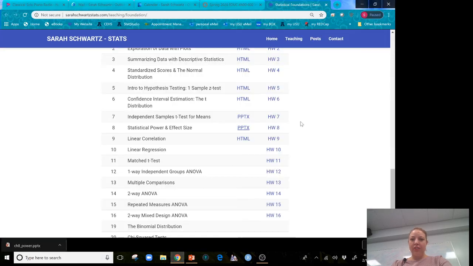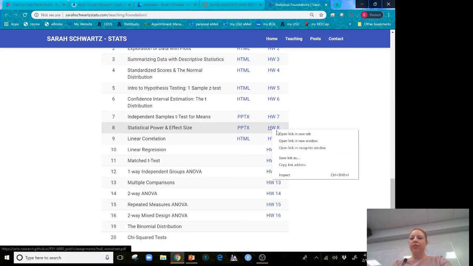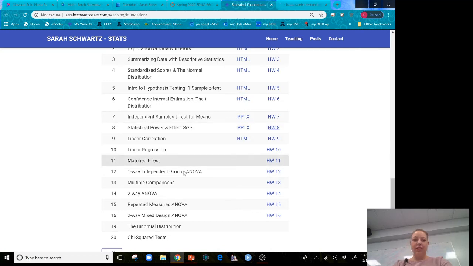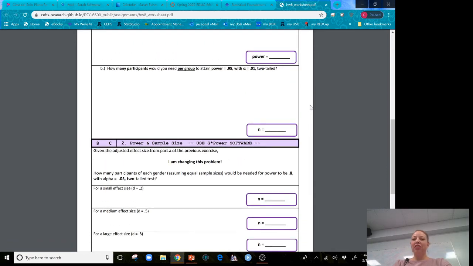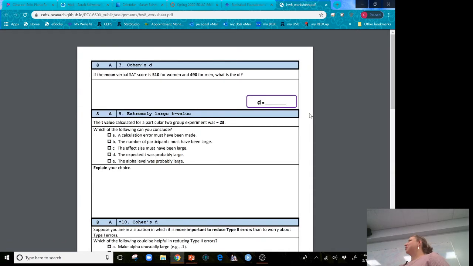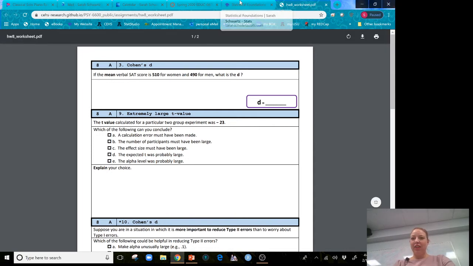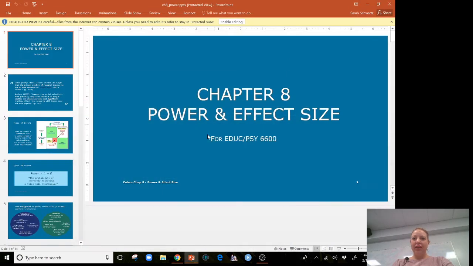And if you wanted to do the chapter 8 worksheets, you guys have these, right? These are some of the ones that I gave you. They are one, two pages, and most of them are plugging numbers into G Power. So that's how involved we're gonna be.